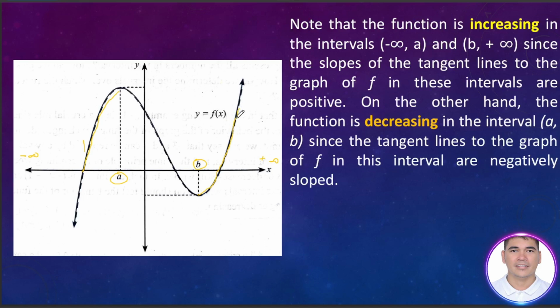However, the function is decreasing in the interval AB. Yung interval ng A at B, makikita natin sa graph, ito, papa-decrease. That is a decreasing function, since the tangent lines to the graph of f in this interval are negatively sloped. Okay? In this side, for the open interval negative infinity and a, it is increasing, and also here, the open interval b and positive infinity. But the open interval ab, we have here the decreasing.